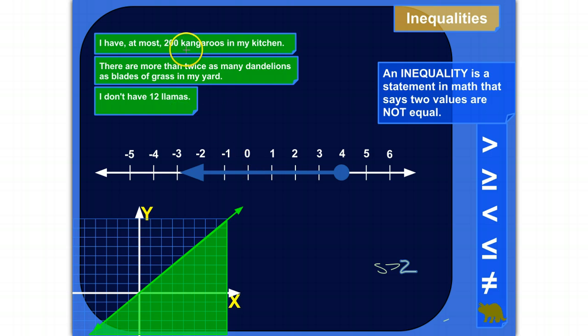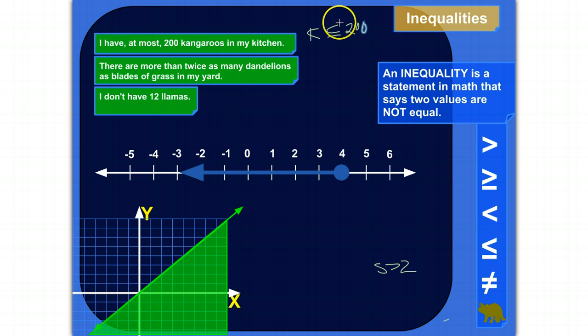Okay, so let's look at some different scenarios here that I concocted. What if I want to describe this situation? Instead of normal English words, I could just describe it in math using inequalities. So I have at most 200 kangaroos in my kitchen. So I could say something like K for kangaroo, K is less than or equal to 200.